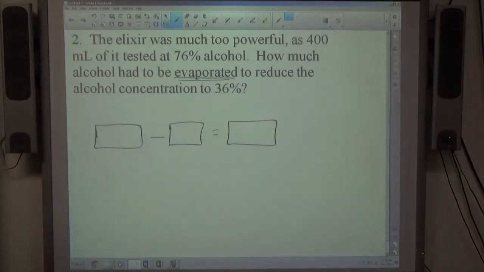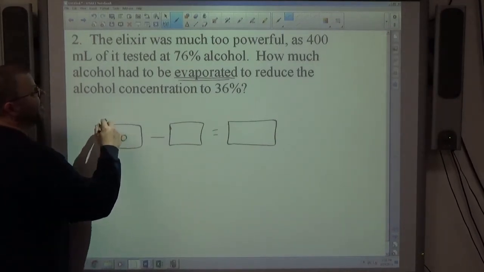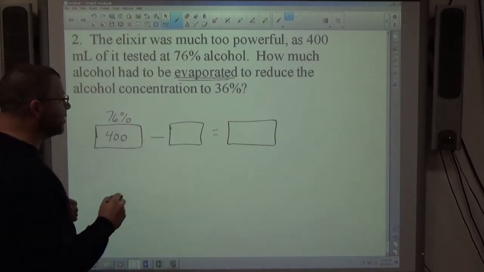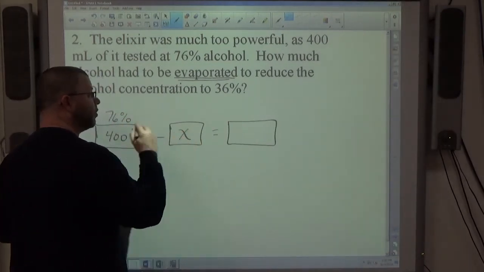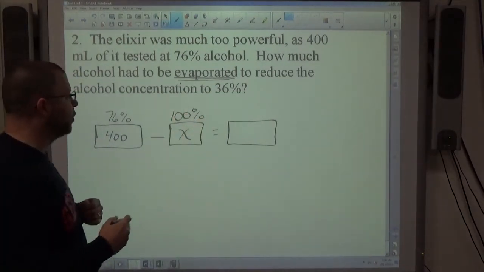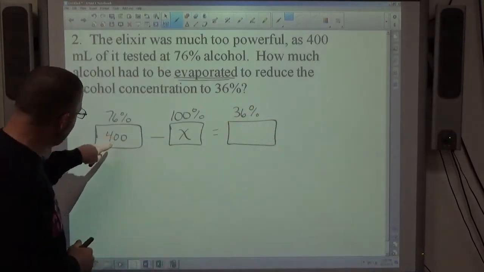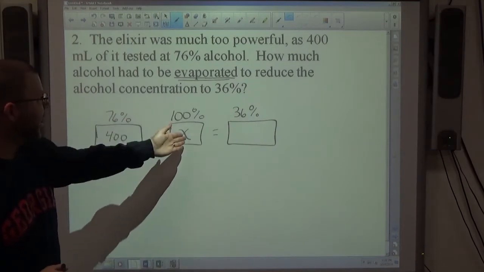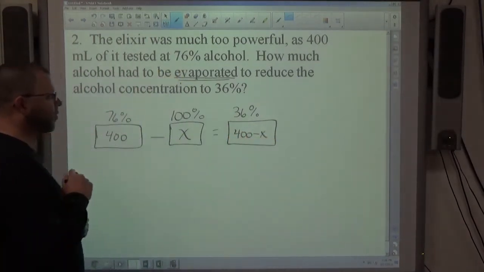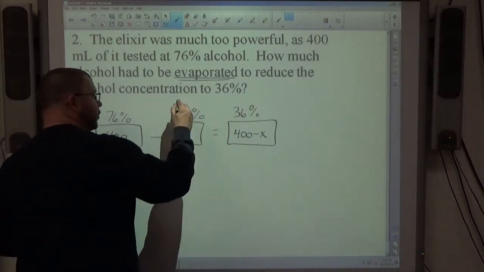alcohol in this elixir. So what we start off with is 400 milliliters, that is 76% alcohol. We're extracting some unknown amount of alcohol from it, which is 100% pure alcohol. And our end result should be 36% alcohol, but we're going to have less elixir. 400 is what we started off with. We're evaporating X milliliters, so we're going to end up with 400 minus X milliliters of elixir in the end. So that's the setup. And again, pure is either 0 or 100.